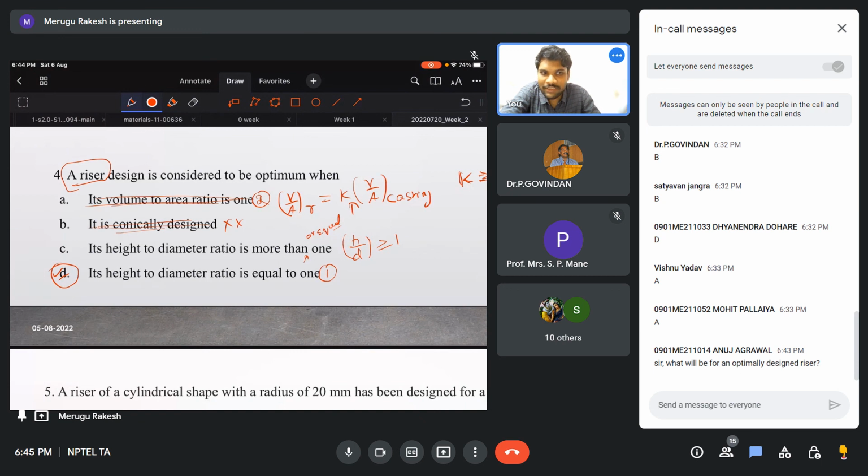Any doubts? No, sir. Carry on. Yeah, thank you. I hope everyone is clear. So the derivation is very simple. You can try it so that you will never forget these values.